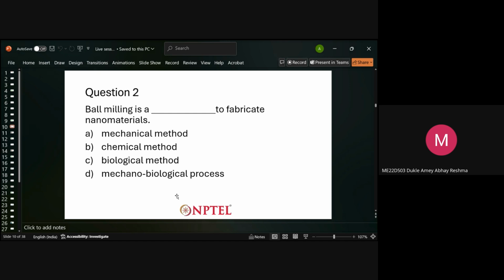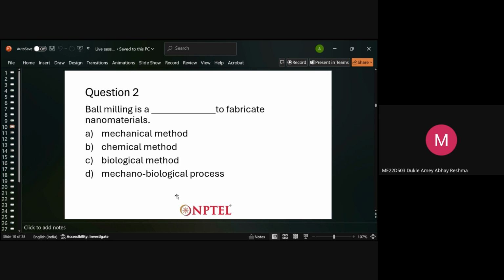The chemical method uses chemicals, so it will be the Sol-Gel method, co-precipitation method, hydrothermal methods, and those kinds of methods. The biological method uses biological agents, such as bacteria, for the synthesis of nanomaterials.